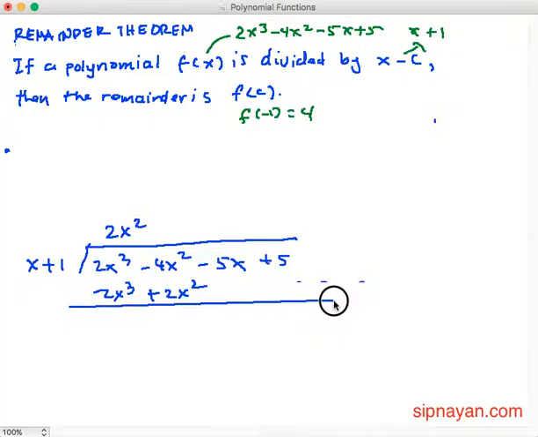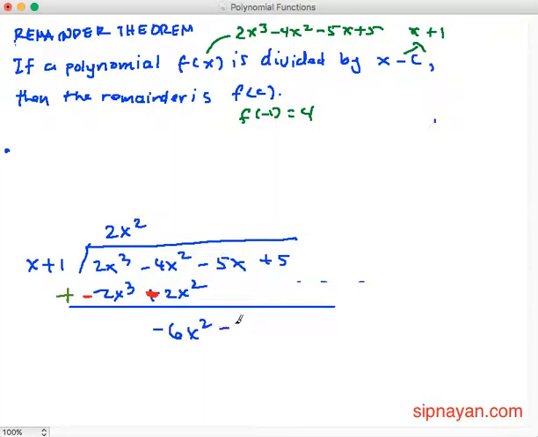Sabi natin, pag nag-subtract tayo ng polynomial, we have to just change the subtraction to addition, and then change the signs. No? Pag negative, positive, pag negative, positive, pag plus, minus. No? Basta opposite palagi. So magiging negative na to. And then we add. So this becomes 0, negative 2x cubed plus negative 2x cubed, 0. This is negative 4x squared plus negative 2x squared, pareho negative, so this is negative 6x squared.